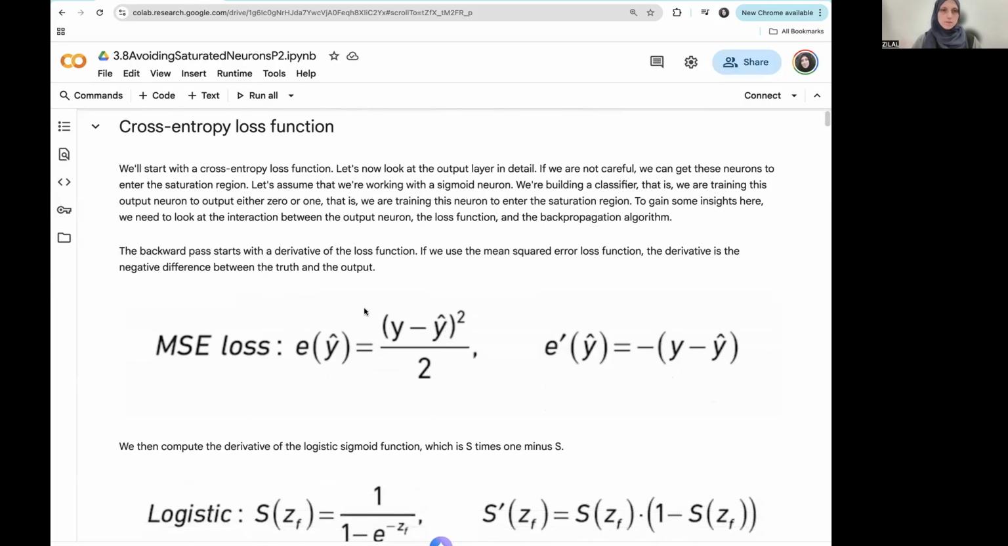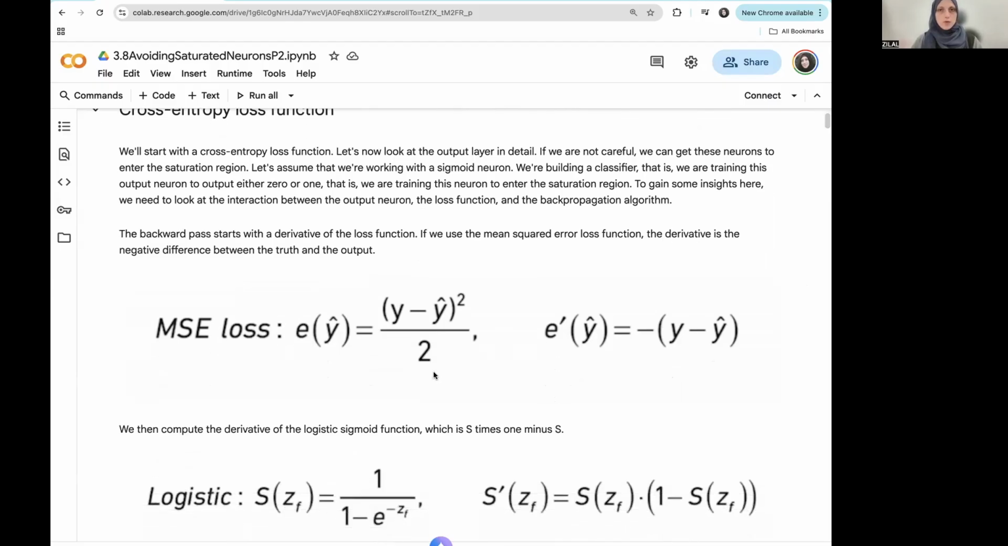Let's now look at the output layer in detail. If we are not careful, we can get these neurons to enter the saturation region. Let's assume that we are working with a sigmoid neuron. We are building a classifier. That is, we are training this output neuron to output either 0 or 1. For example, I want to classify an email as spam or not spam. That is, we are training this neuron to enter the saturation region.